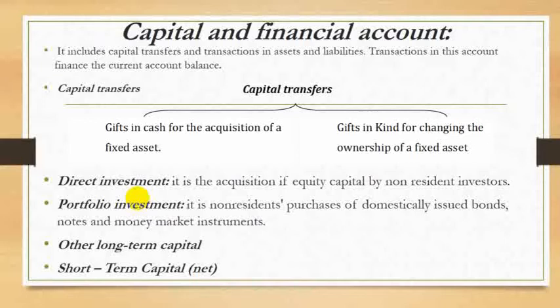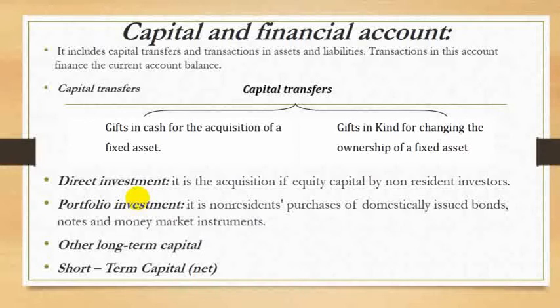Number 1, it consists of capital transfers. Capital transfers are gifts for the acquisition of fixed assets. Say, for example, I'm going to give you a donation in order to buy a fixed asset. Or it can be gifts in kind.